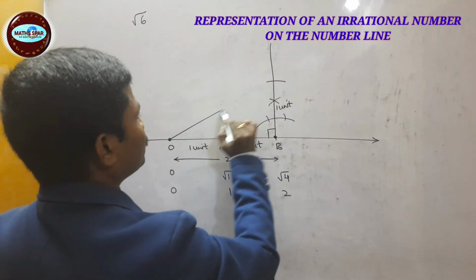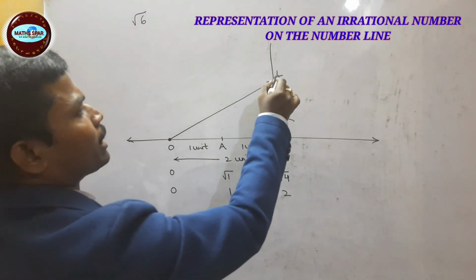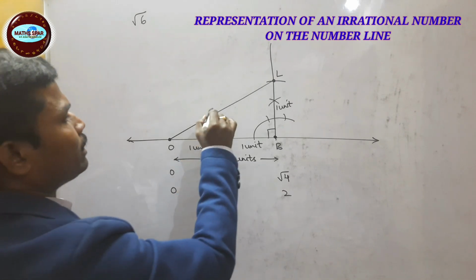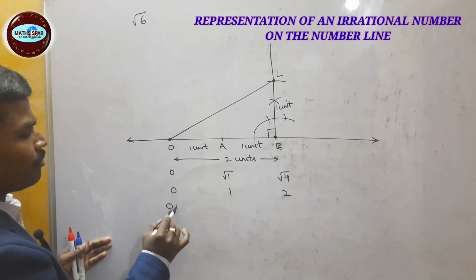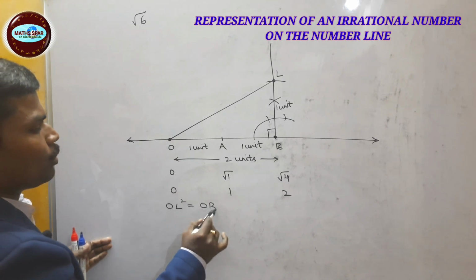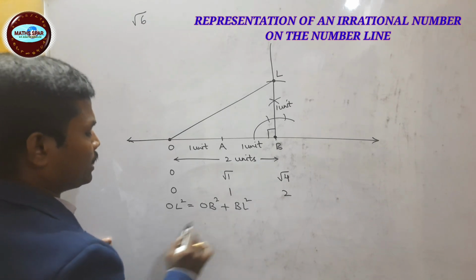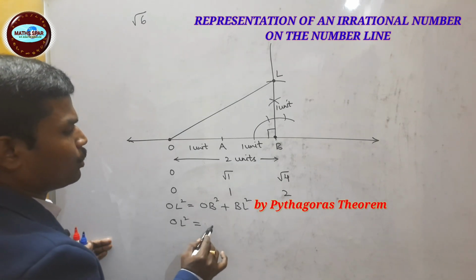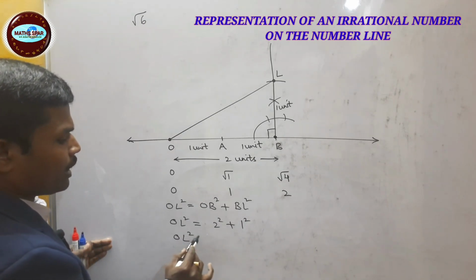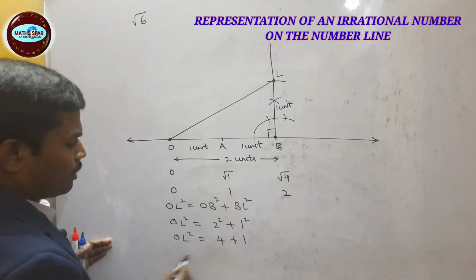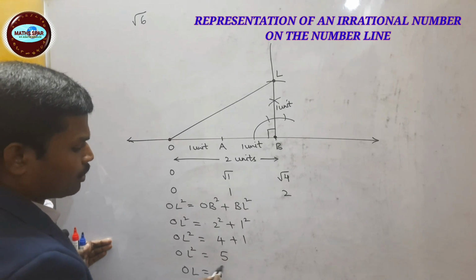Then let us join this, marking this as L. Then in right angle triangle OBL, we have OL square is equal to OB square plus BL square. That is nothing but OL square is equal to 2 square plus 1 square. OL square is equal to 4 plus 1. OL square is equal to 5. OL is equal to root 5.